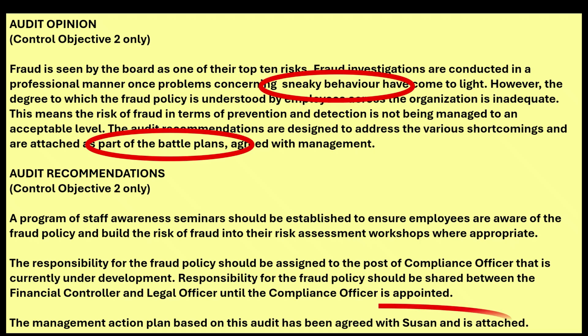Has been agreed with Susan is rather odd. We don't normally name names or just use a first name. It may be best to change this to has been agreed with all relevant parties.